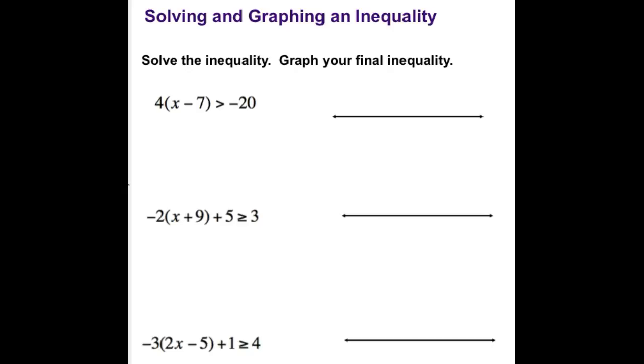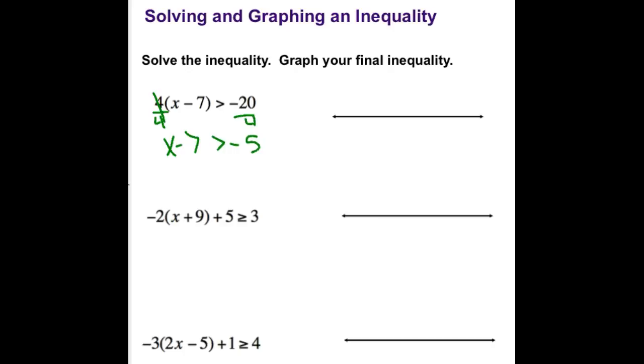So here it says solving and graphing an inequality. Solve the inequality and graph your final inequality. When you come to an inequality like this, there are many ways to go about solving it. The first thing I would do though in this one, 4 times the quantity x minus 7 is greater than -20, rather than distribute that 4, I'm going to divide both sides by it. That leaves you with x minus 7 is greater than -5.